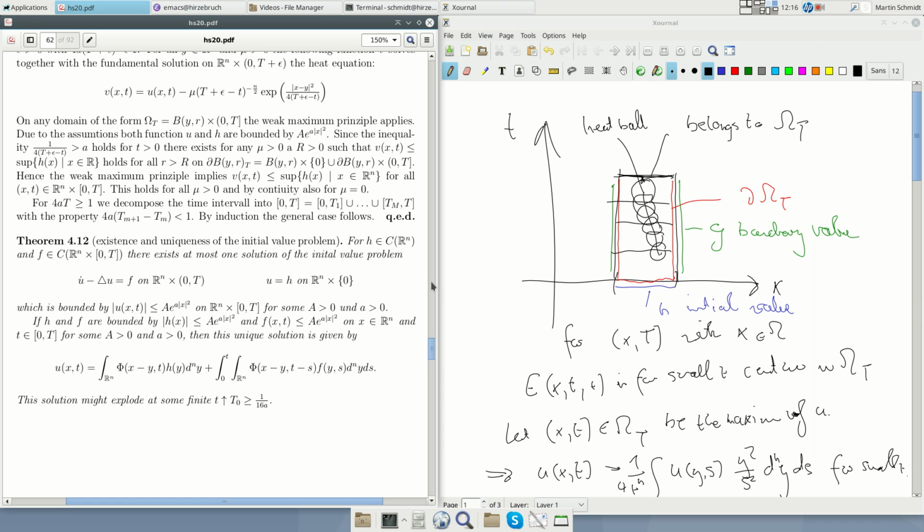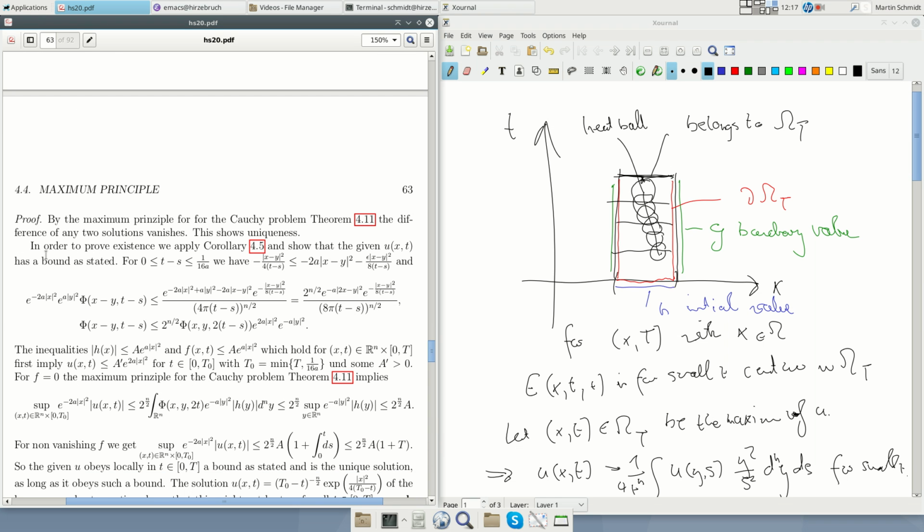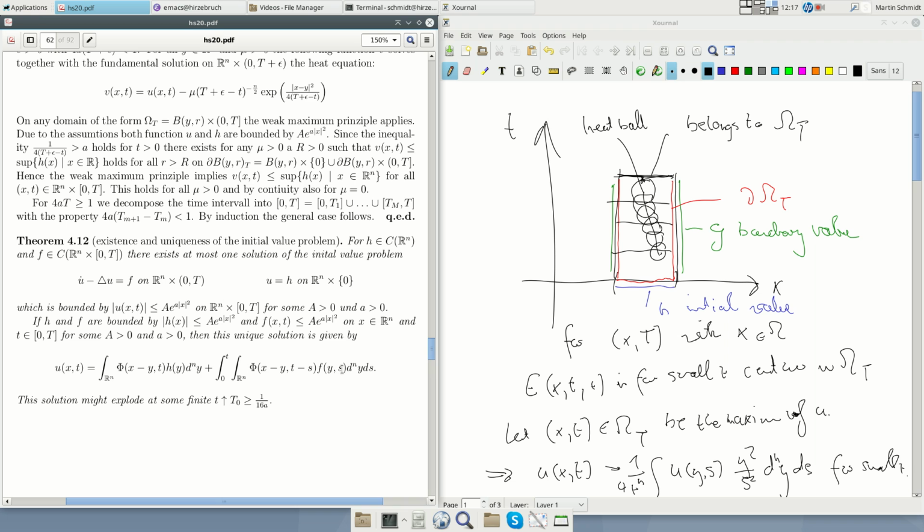The first statement is clear. If we take the difference, then we get the homogeneous heat equation. The f's cancel, and initial value 0. So by the maximum principle for the Cauchy problem, we get that the solutions are equal. Okay, so this is easy. Now we want to show the existence.